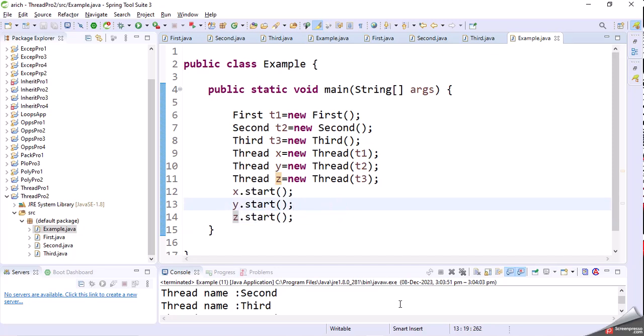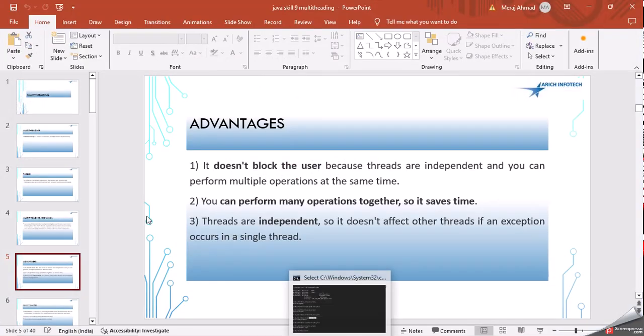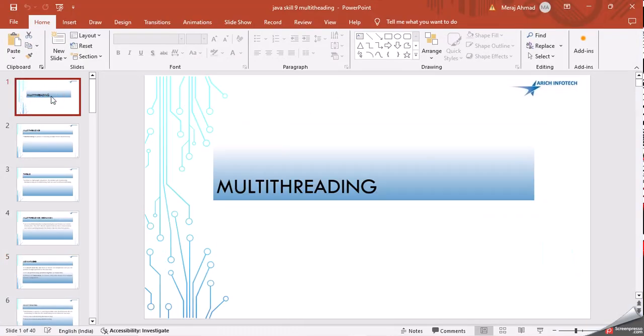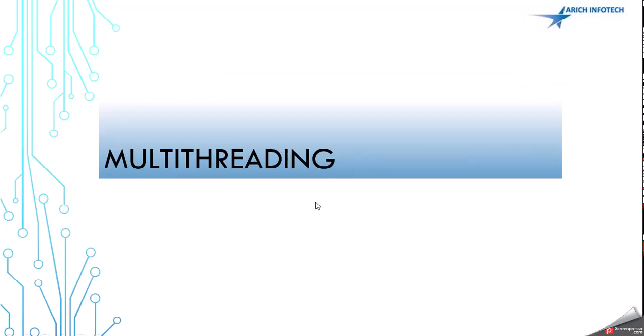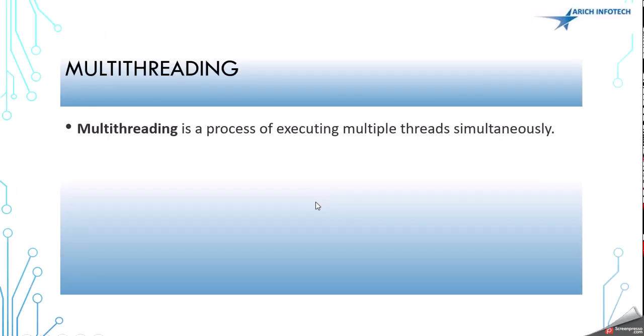Okay, now we are going to show the presentation of multi-threading. Multi-threading is a process of executing multiple threads simultaneously. If you want to perform multiple tasks simultaneously, we use multi-threading.